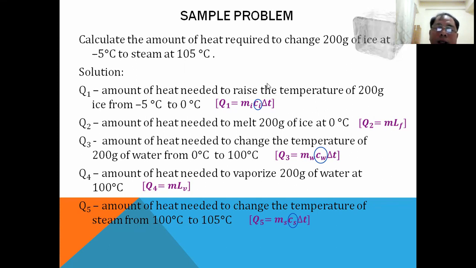Now, how do we find the value of our total heat? To get the total heat, we need to add Q1, Q sub 2, Q sub 3, up to Q sub 5. When you add all of these together, you'll be able to find the total heat needed to change ice at -5 degrees Celsius to steam at 105 degrees Celsius.